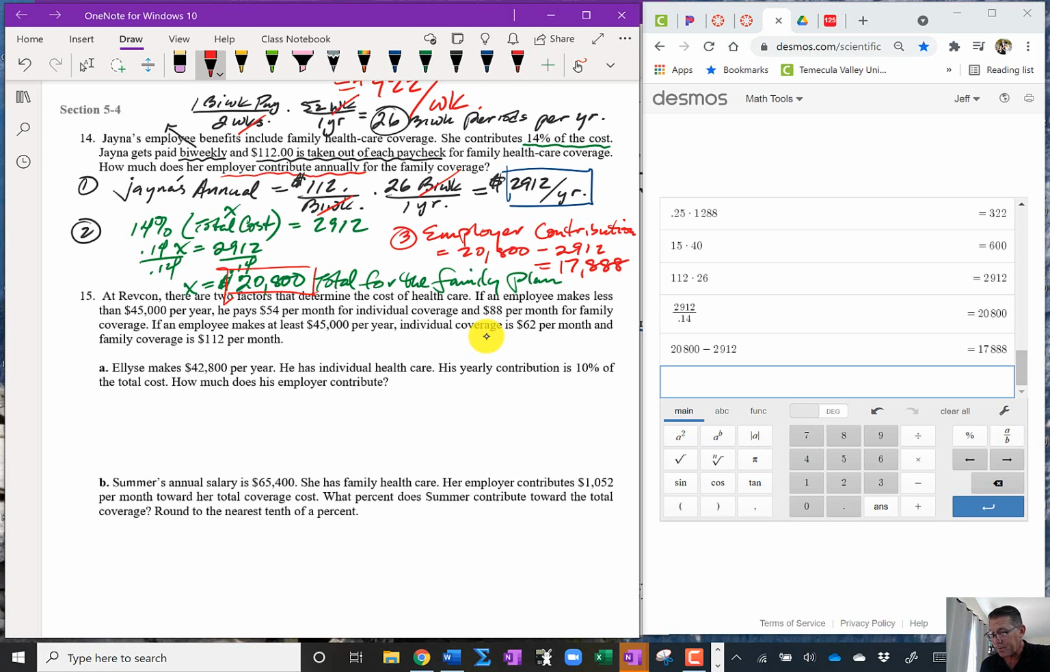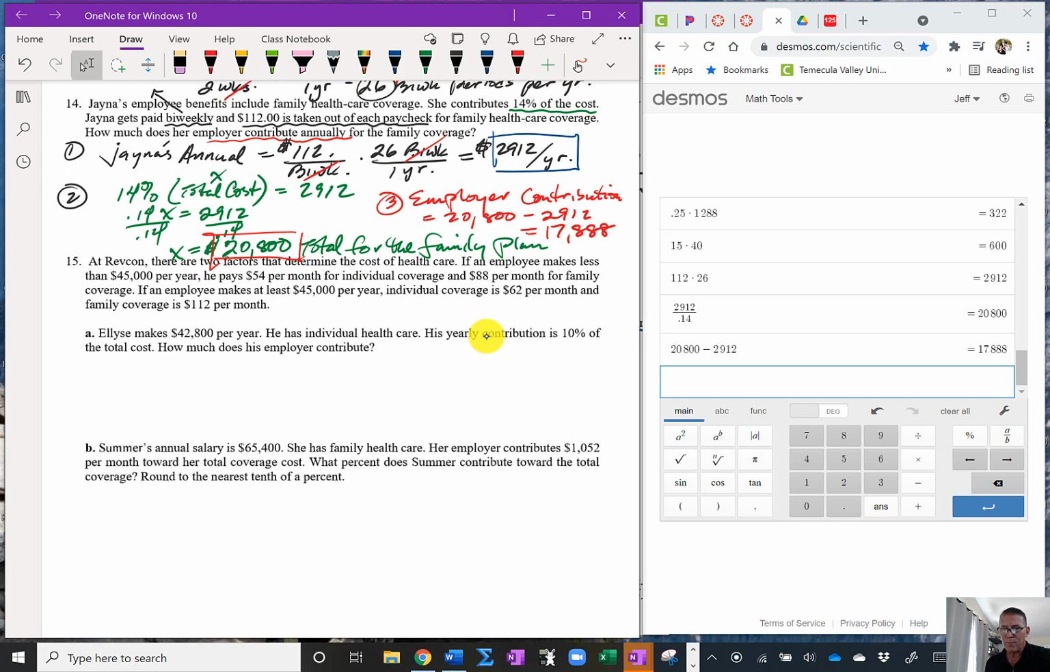Okay, number 15, cruising on, getting there. There are two factors that determine the cost of healthcare. If an employee makes less than $45,000 per year, he pays $54 per month for individual and $88 for family coverage. That's the first part, so let's underline this in green. If it's less than $45,000 a year, it's $54 per month for individual and $88 for family coverage.